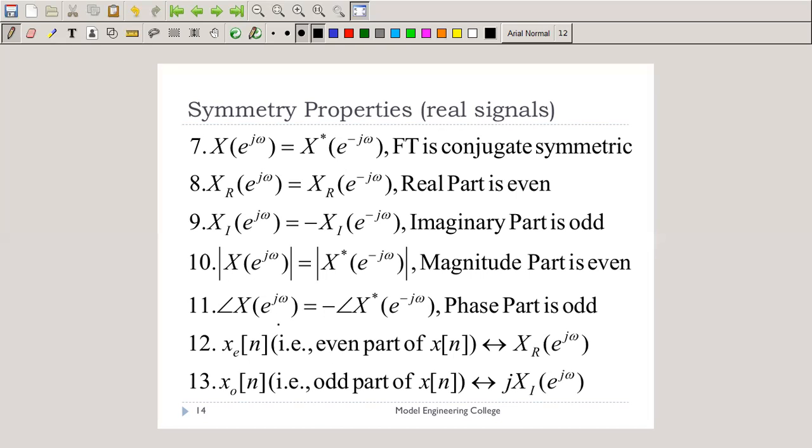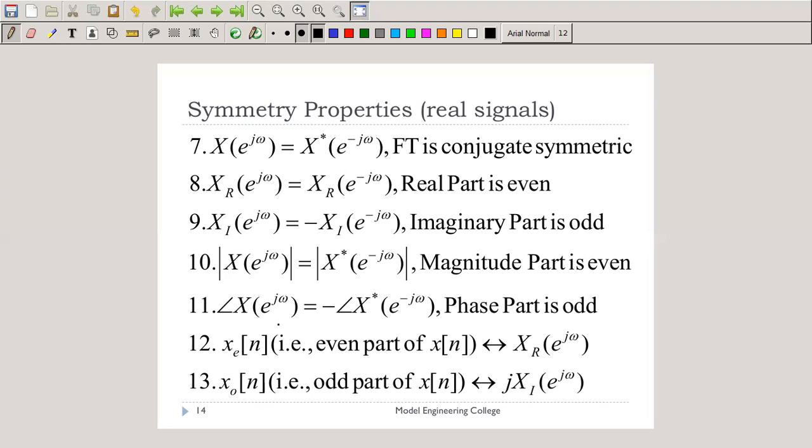Similarly, the imaginary part is an odd sequence, that is, xi of e raised to j omega is equal to minus xi of e raised to minus j omega. That is, the imaginary part is odd.